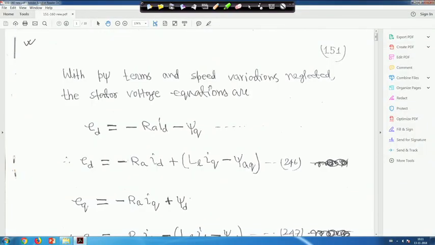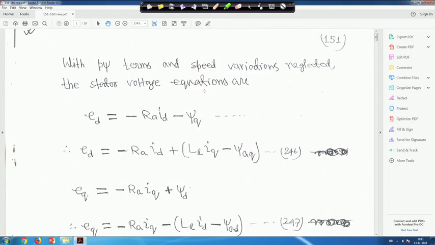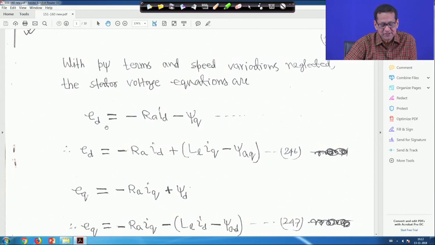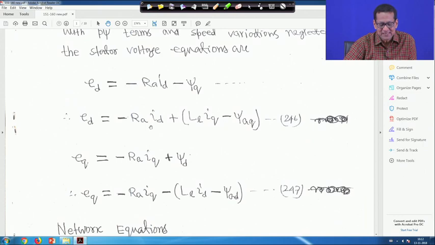So, with the p psi terms and speed variations neglected, the stator voltage equations are as follows. You go back to your stator voltage equations, whatever have been derived much before. There you neglect the p psi terms and speed variation and rewrite those equations for ED and EQ. Then you will find simply ED will be minus RAID minus psi Q. Just go back to the stator voltage equation and drop those terms. It is simply like this, and ED will be minus RAID minus psi Q, where psi Q will be LLIQ minus psi AQ.